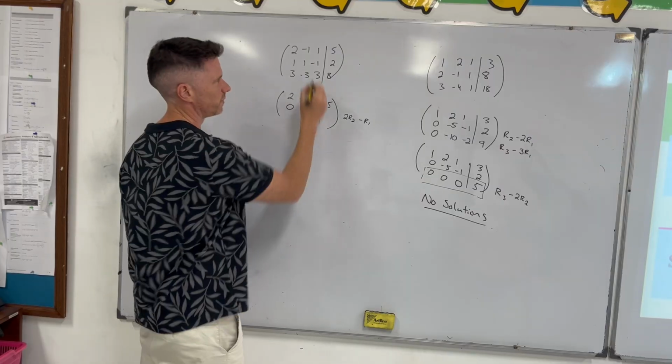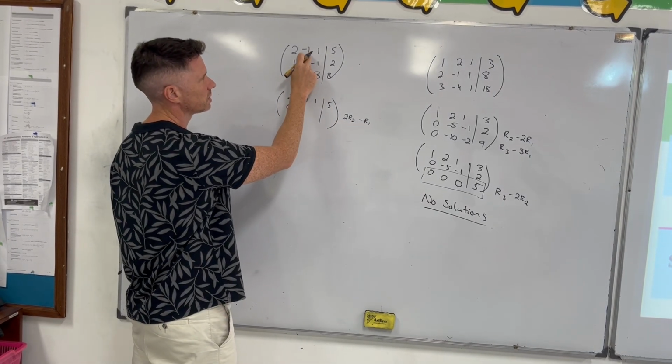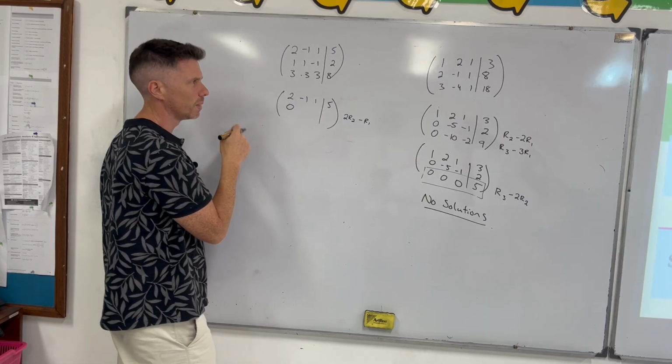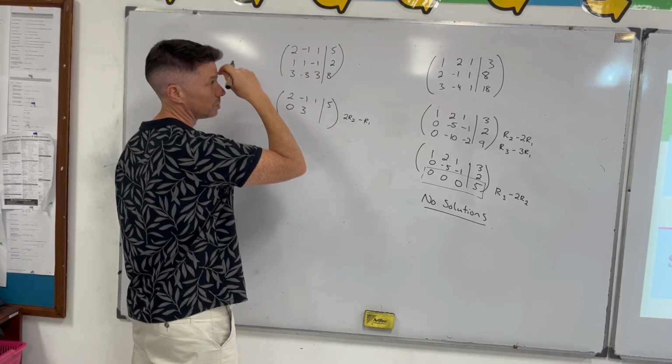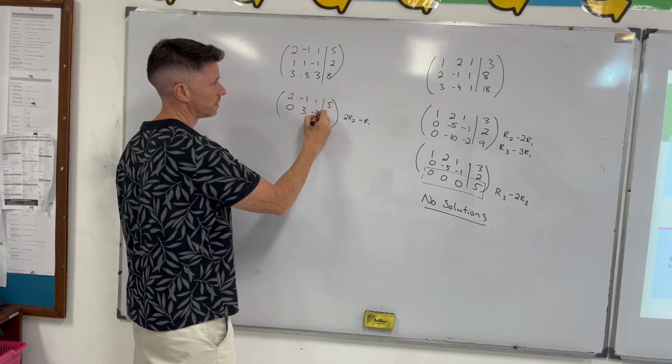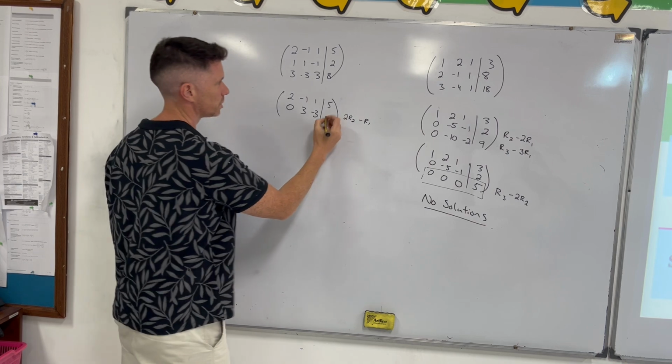Let's finish this row and then we do the last row. Twice this take away this, so that's 2 minus minus 1, which is 3. Negative 3. Twice this, 4 minus 1.